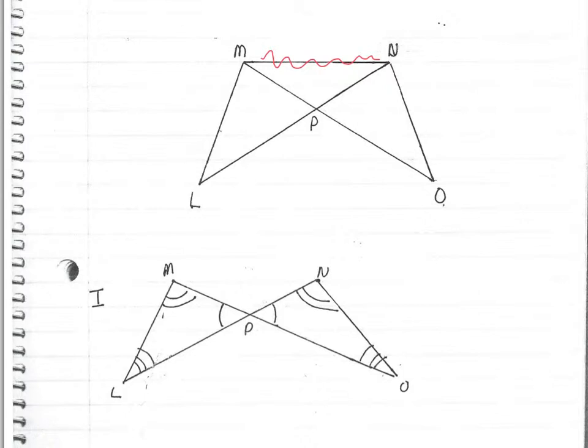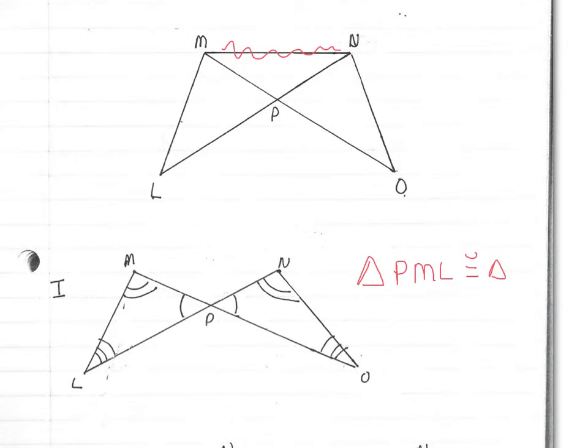So one way that we could name this is triangle PML, and that is congruent to triangle PNO. Order makes a difference. I could not say that triangle PML is congruent to triangle PON because I'm not going in the same order of congruence. If I wanted to say triangle PLM, what triangle is that congruent to, Leah?